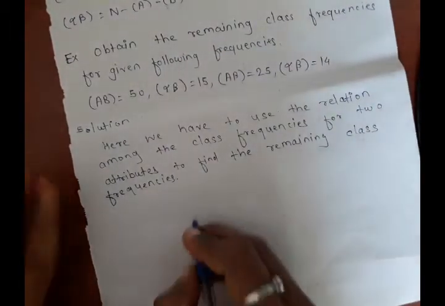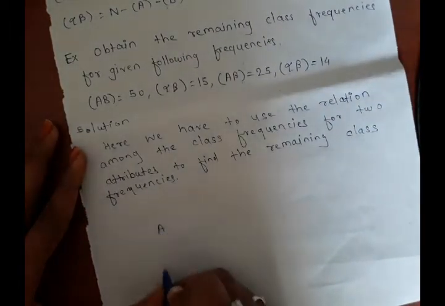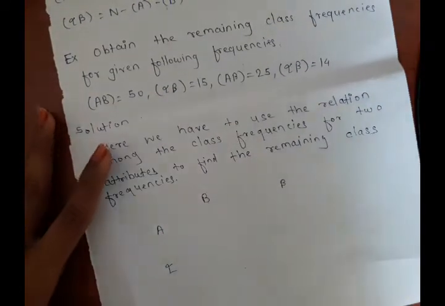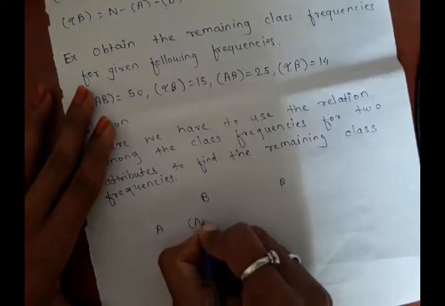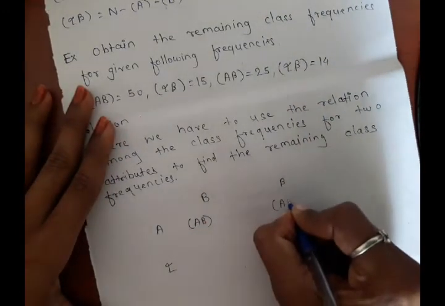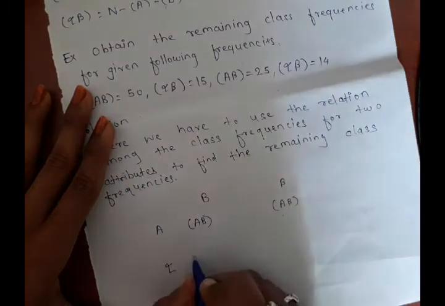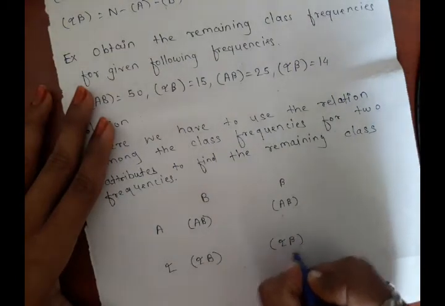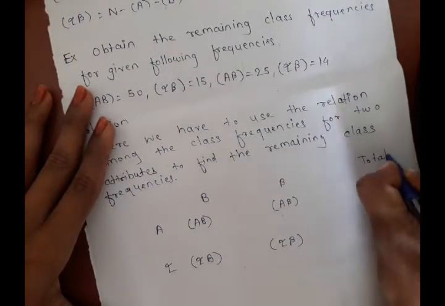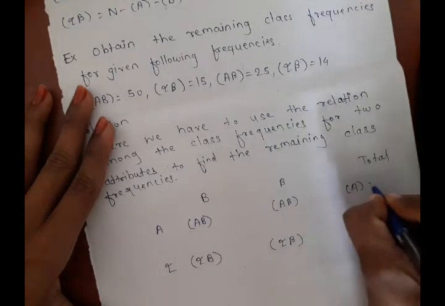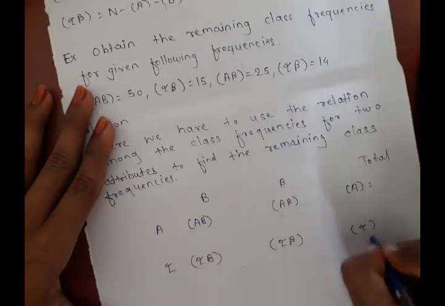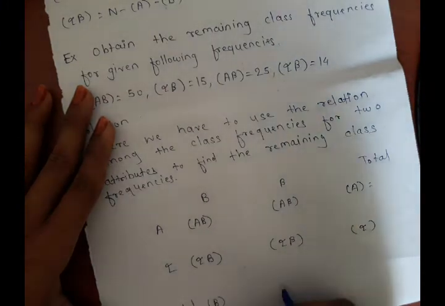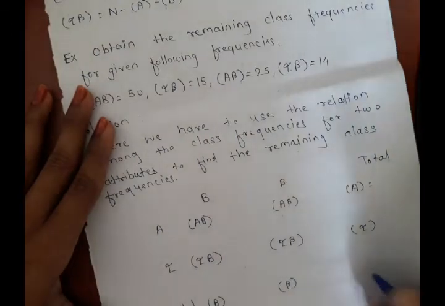So draw the table: A alpha, B beta, (AB), (Aβ), (αB), (αβ), total, (A), (α), (B), (β), and here is the N.